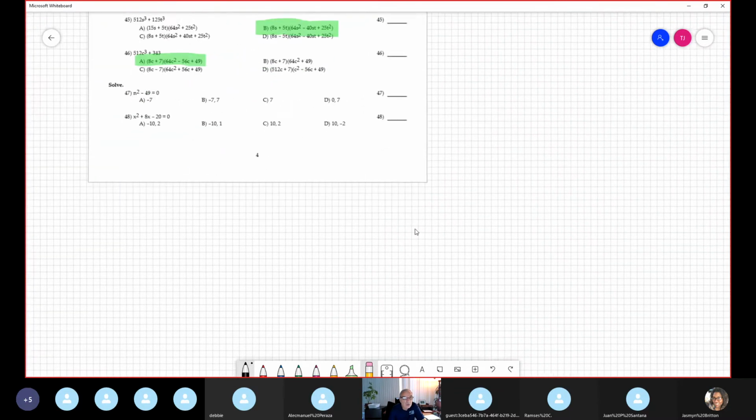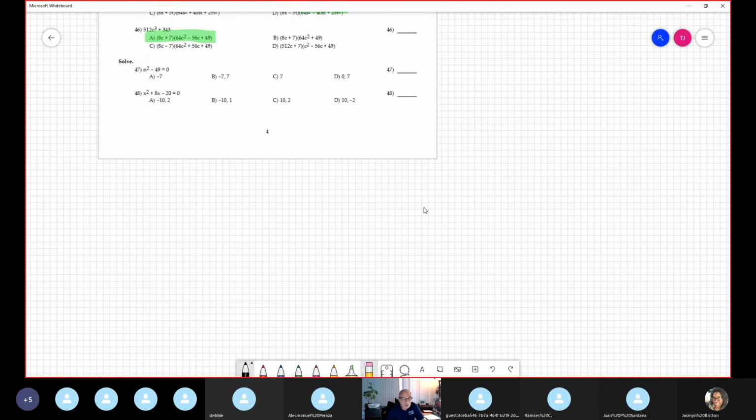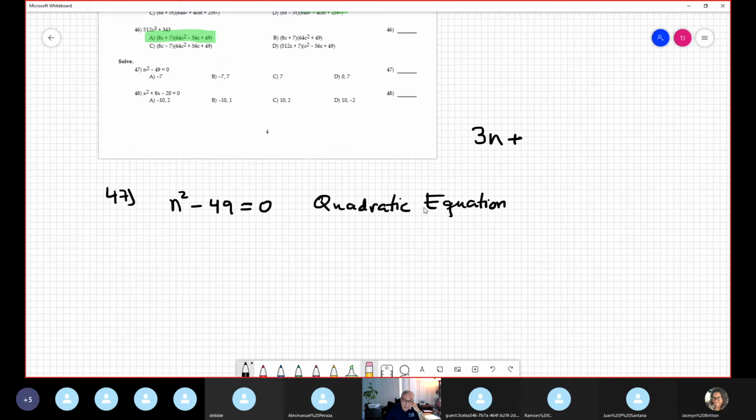Okay, look at that. Let's move on to problem 47. And problem 47, I want to copy again. We have 4m squared minus 49 equal to 0. Okay, this is a quadratic equation. It's completely different from the equation that we were solving before, which is a linear equation. A linear equation is 3n plus 2 equals 5.